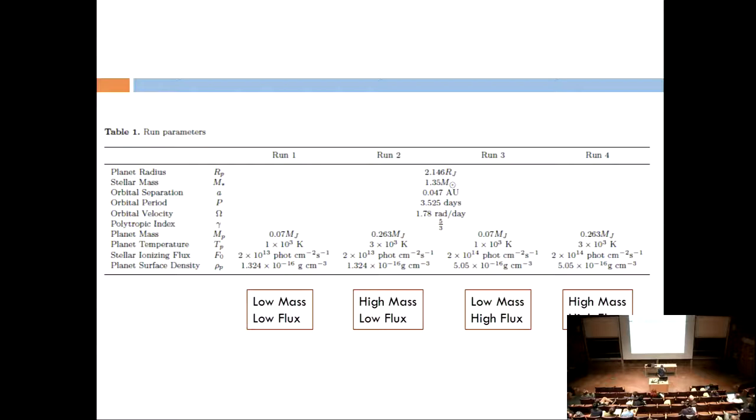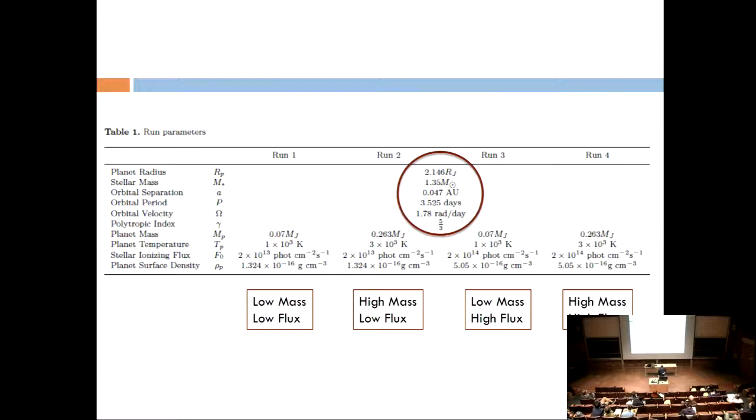You don't need to go through this in any detail, obviously, but these are our initial conditions. We have a pretty extended planet, two Jupiter radii. There's not much in here that is of interest except down here. Basically, we're going to do four cases. A low-mass planet with a low flux from the star, a high-mass planet with a low flux from the star, and then low-mass, high-flux, and high-mass, high-flux. So four different cases changing mass and stellar flux.